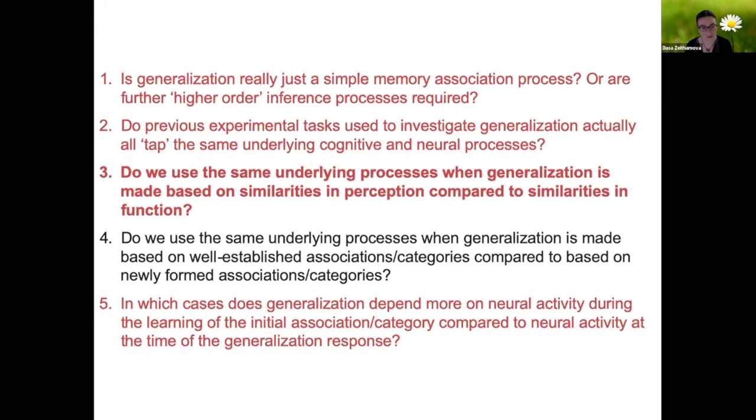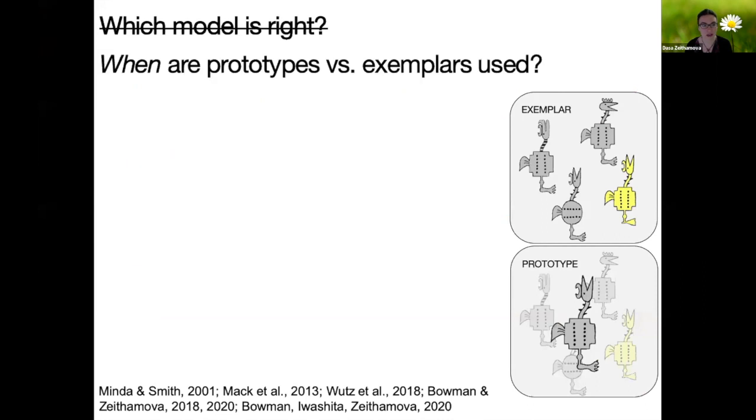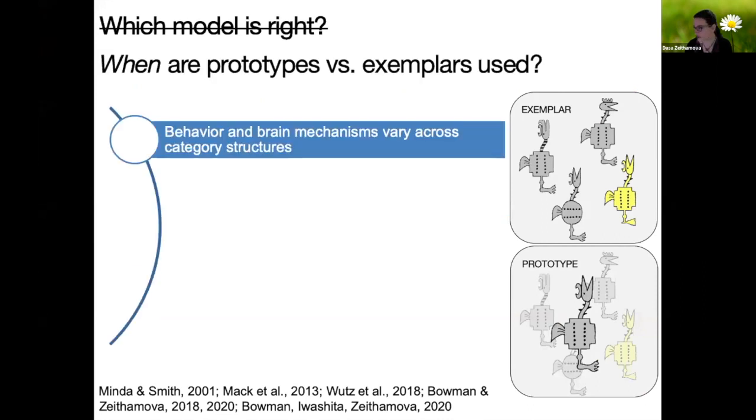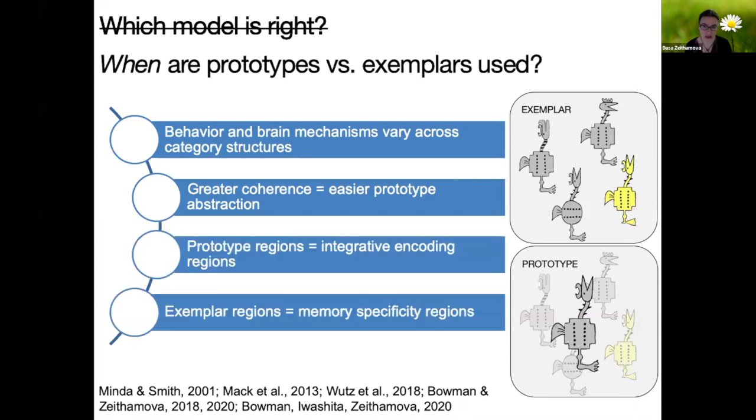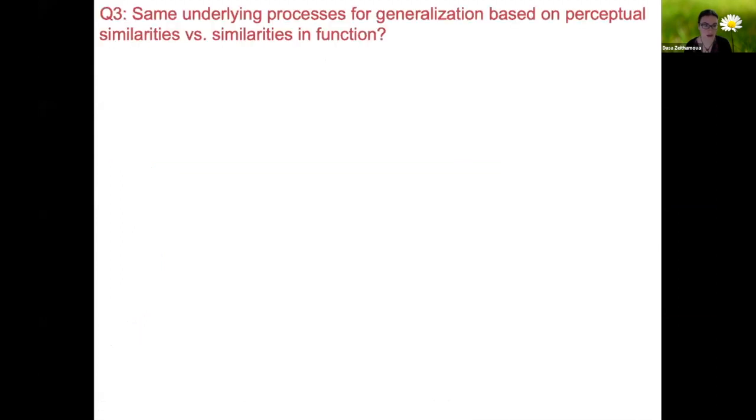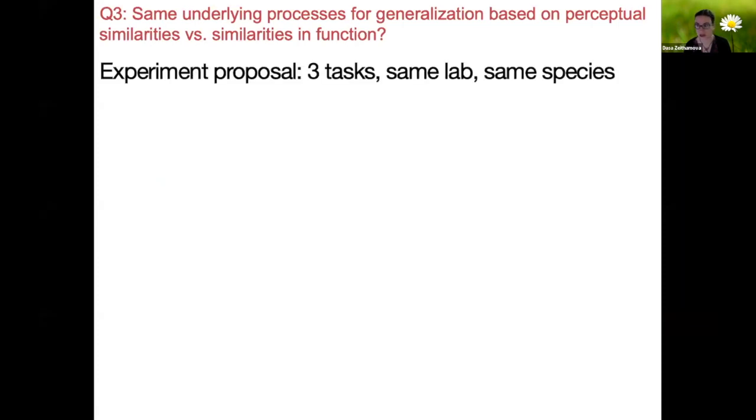Just to remind you, going from which model is right, I switched my question to when do we use each strategy, because I found out that behavioral and brain mechanisms can vary across different category structures. We can push people towards more integrative strategies, prototypes, when we provide coherence in the experiences, and exemplar strategies, separate memories, when there is less coherence, and these are supported by distinct regions. So what we need to do to answer this question is not run two studies or two tasks in one lab, but actually 3 tasks in one lab.